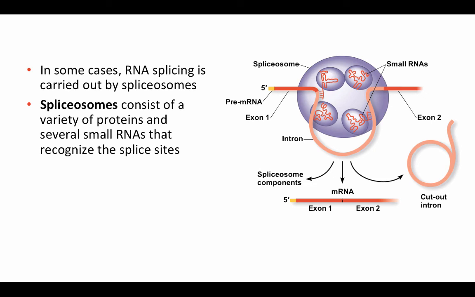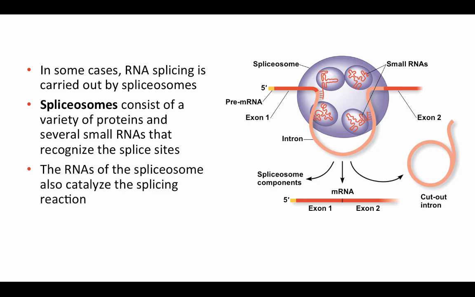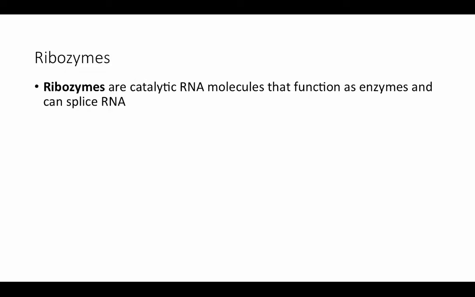And the small RNAs in these spliceosomes are going to recognize the beginnings and ends of these introns and help to recognize those splice sites. And they're also going to catalyze the splicing reaction. So rather than the proteins being the enzymes in this case, we have a case of ribozymes, so RNAs that function as enzymes.